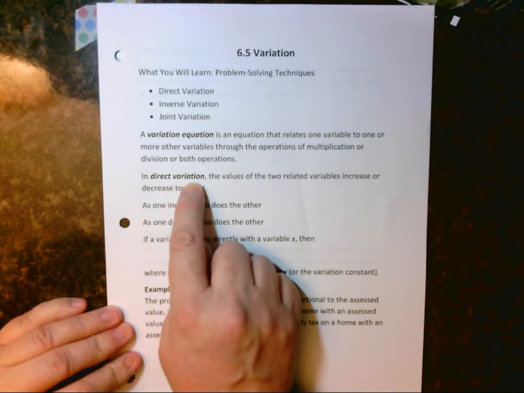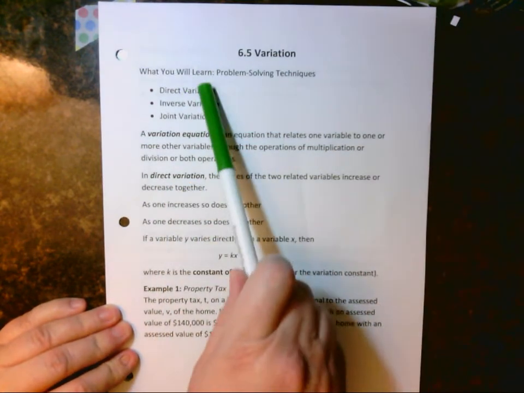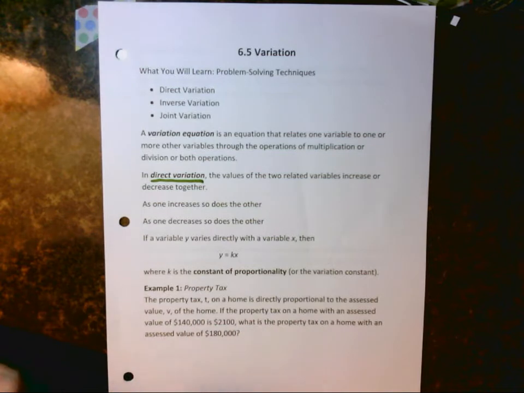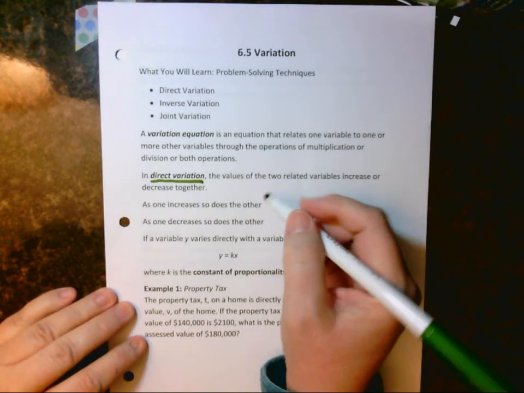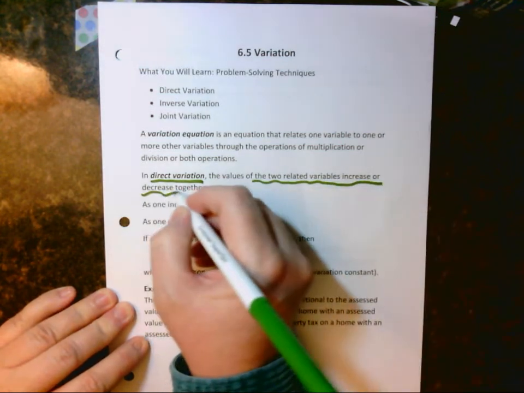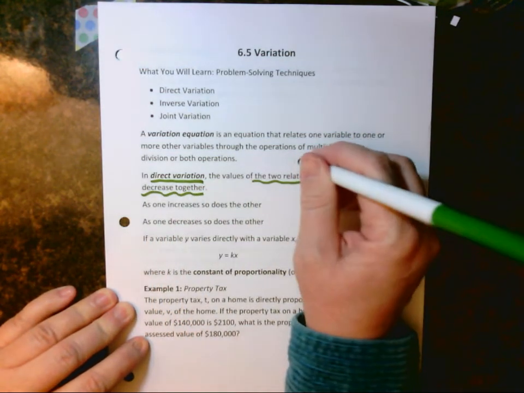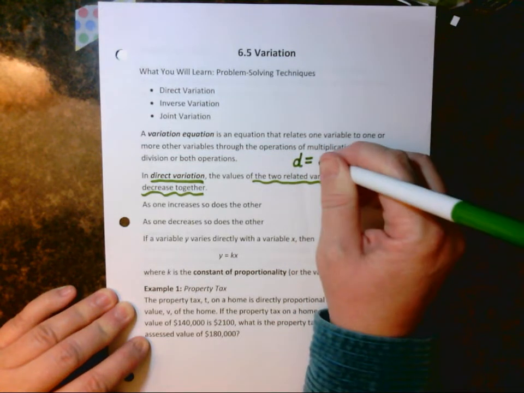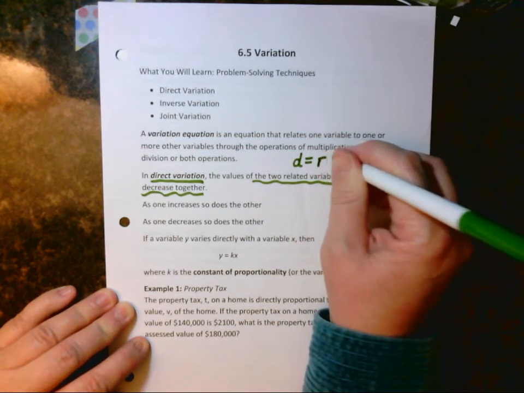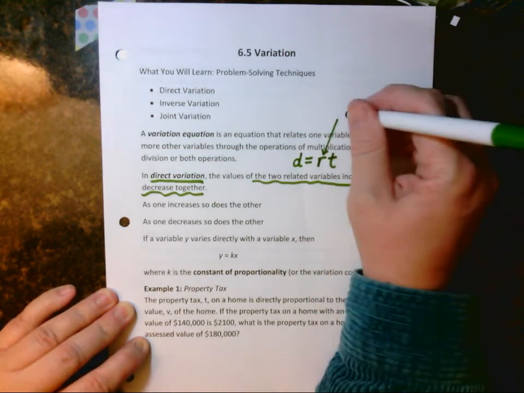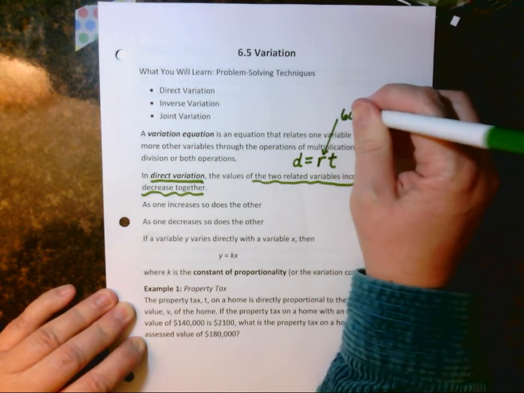In direct variation, that's the first type we'll talk about. You see we have three, and that's the first one. Direct variation: the values of the two related variables increase or decrease together. The most common equation that you have worked with is probably distance is equal to rate times time. Rate is the constant. Let's assume you're driving at a constant rate, say 60 miles per hour.